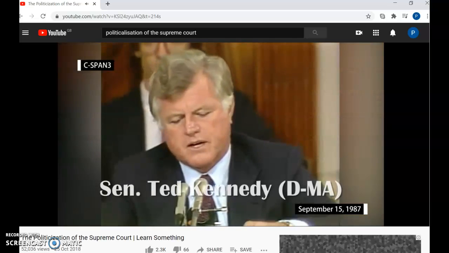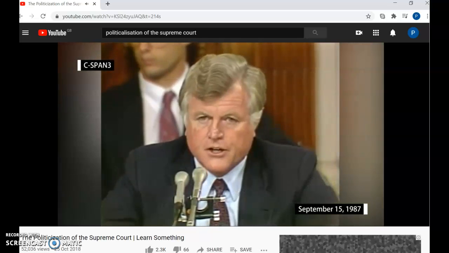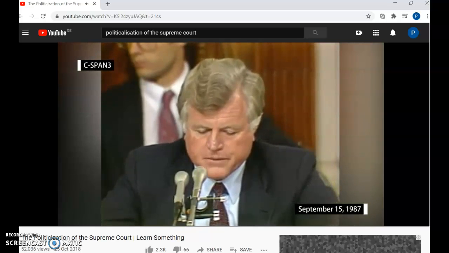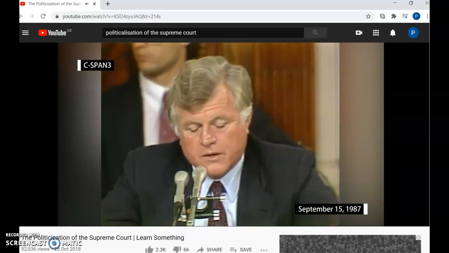In Robert Bork's America, there is no room at the inn for blacks and no place in the Constitution for women. And in our America, there should be no seat on the Supreme Court for Robert Bork.